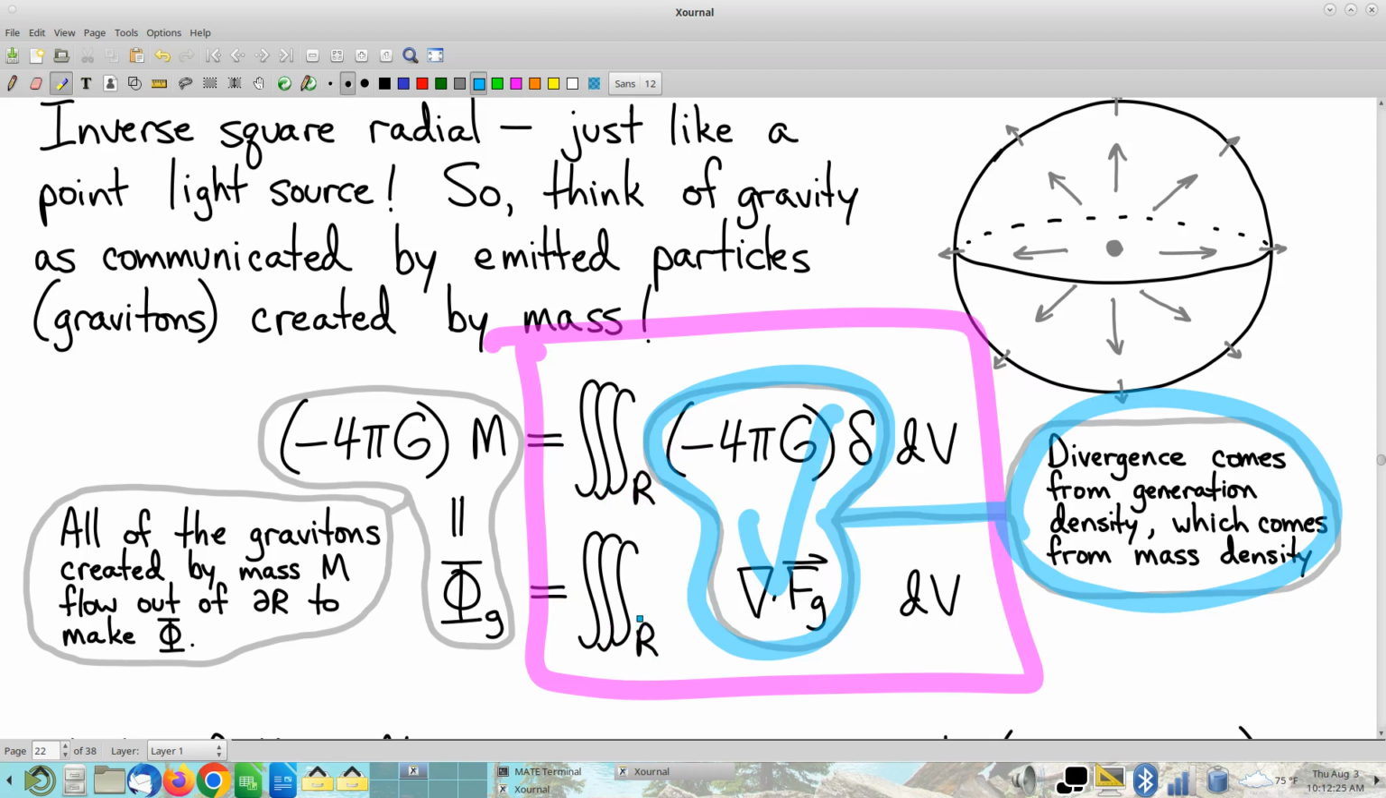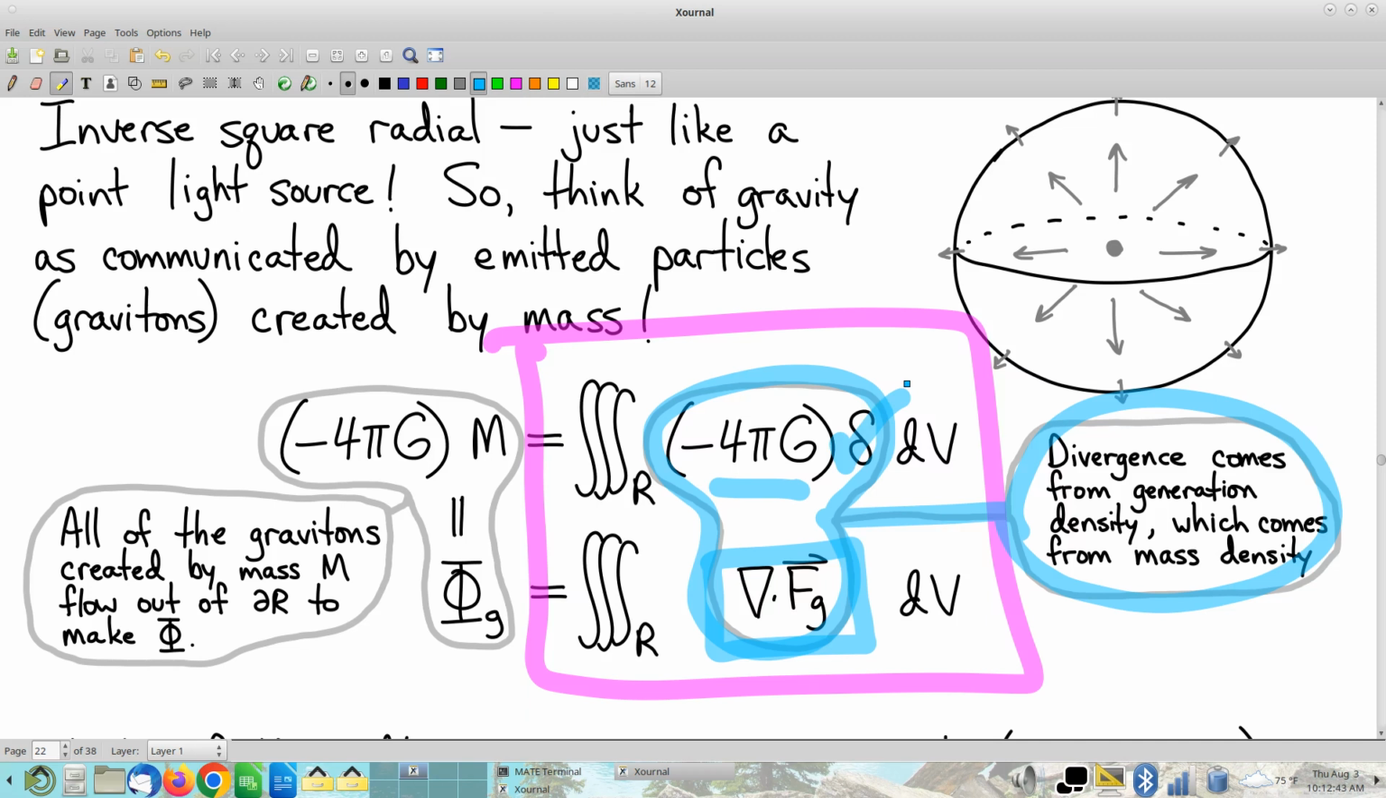And so this gives us a nice interpretation of gravitational divergence. Gravitational divergence is proportional to mass density.